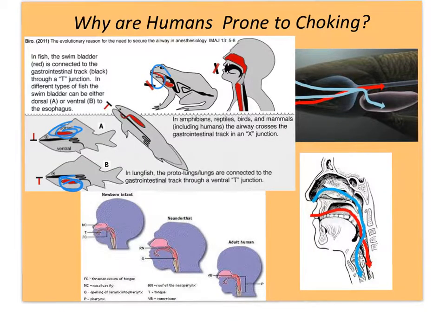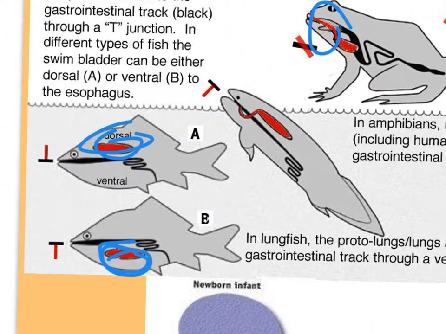So here we go, choking again. Why are humans prone to choking? It's our evolutionary history. In fish, the swim bladder is connected to the gastrointestinal tract. So here we are, actually. We have the swim bladder and the gastrointestinal tract. And in different types of fish, the swim bladder can either be dorsal up here or ventral down there.